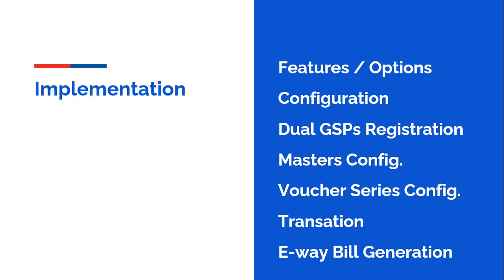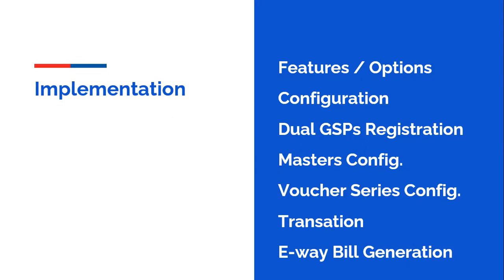Master configuration. There are certain points that need to be set in our mind before generating an e-way bill. One is the master configuration. Under master there are various parts like account master, customer master, unit master, and item master. We'll check them one by one in the practical section.